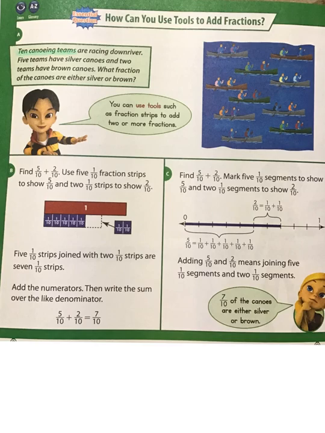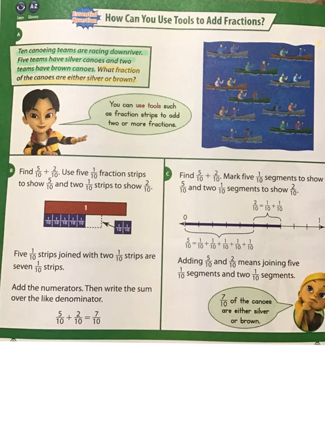10 canoeing teams are racing downriver. 5 teams have silver canoes and 2 teams have brown canoes. We would like to find out what fraction of the canoes are either silver or brown.